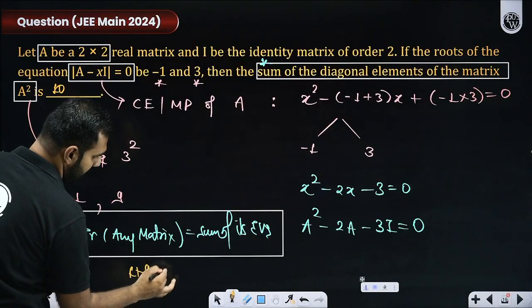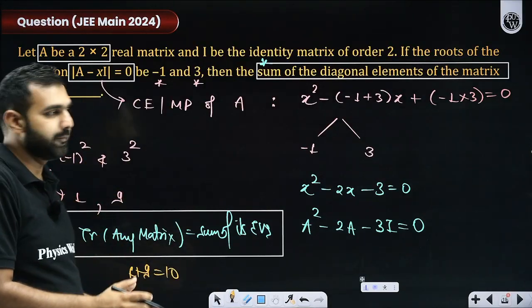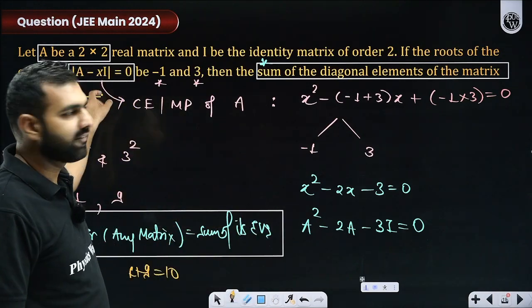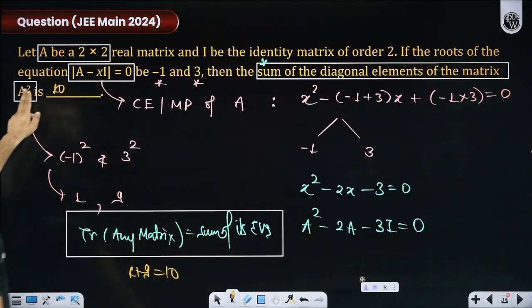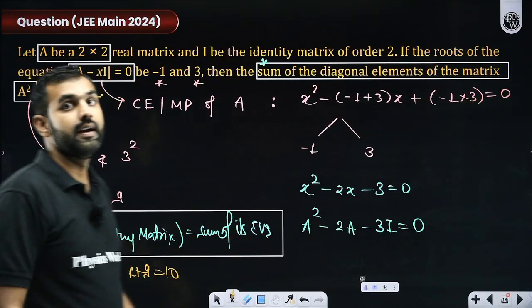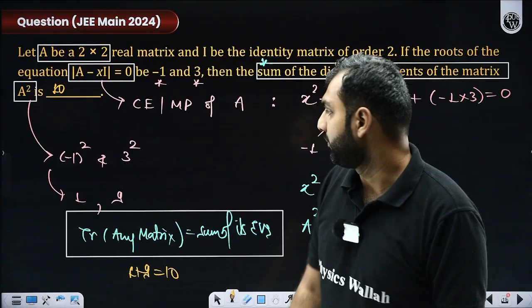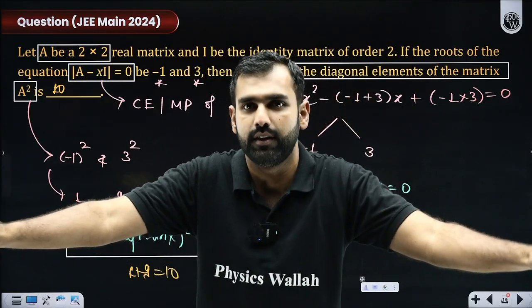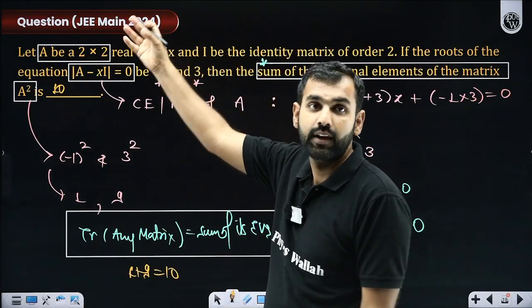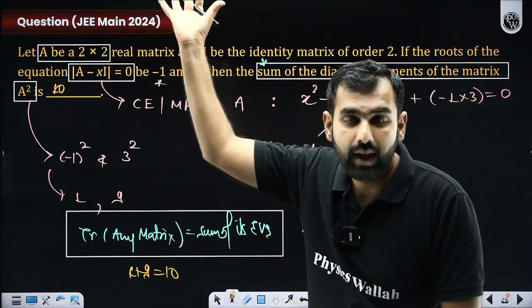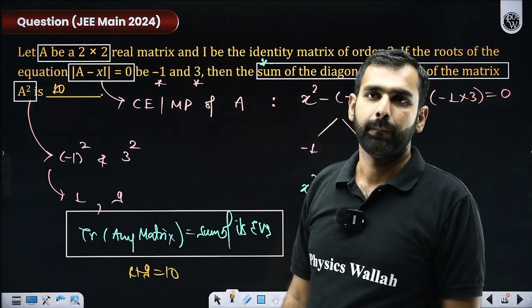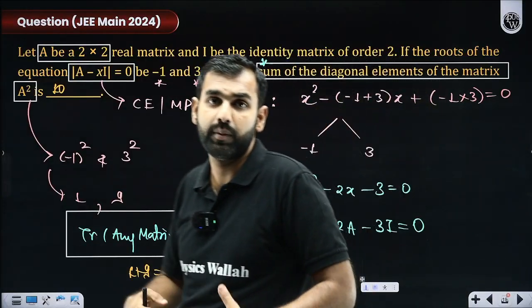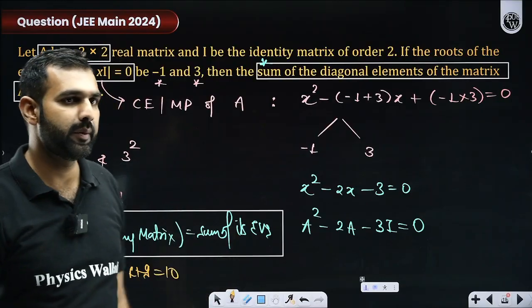Answer will be 10. Yes or no? And I don't have to do all of this, really. I could have done it after this only: this has eigenvalues as -1 and 3, A square will have eigenvalues as 1 and 9, sum of the diagonal elements, trace, means sum of the eigenvalues, 1 plus 9 is 10. I could have done it mentally. A question asked by JEE Mains could be done on your fingertips. You don't have to write anything at all. Why did I write all of this? Just to make you understand this concept, just to be more clear with that. I hope everybody got this.